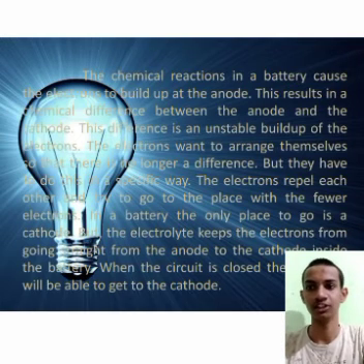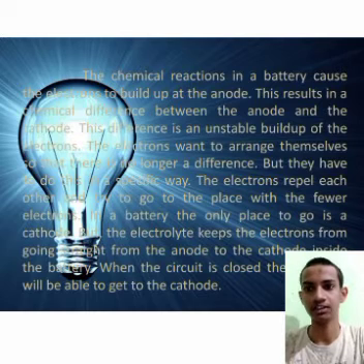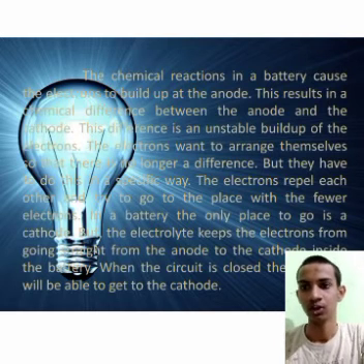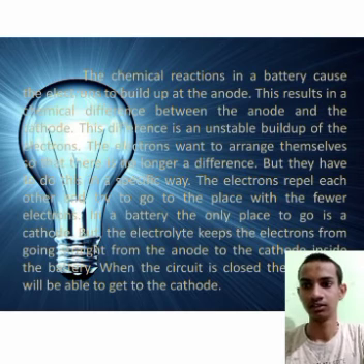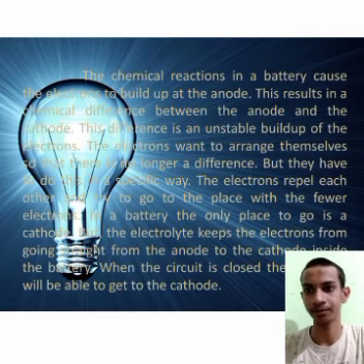The chemical reaction in a battery causes the electrons to build up at the anode. This results in a chemical difference between the anode and the cathode. This difference is an unstable buildup of the electrons. The electrons want to arrange themselves so that there is no longer a difference, but they have to do it in a specific way.